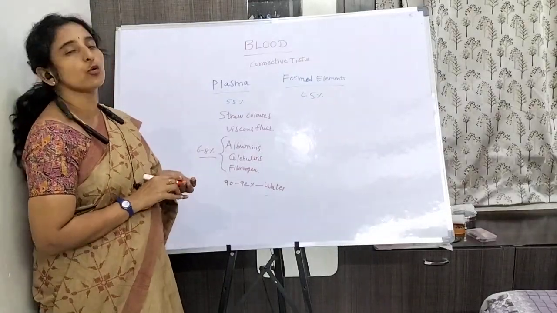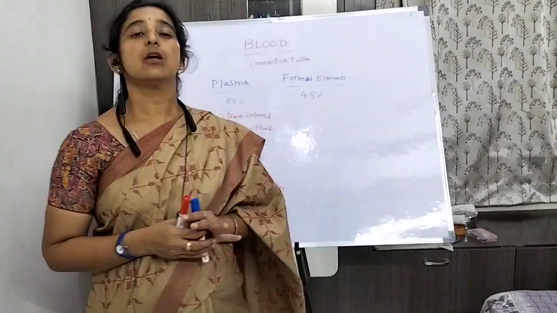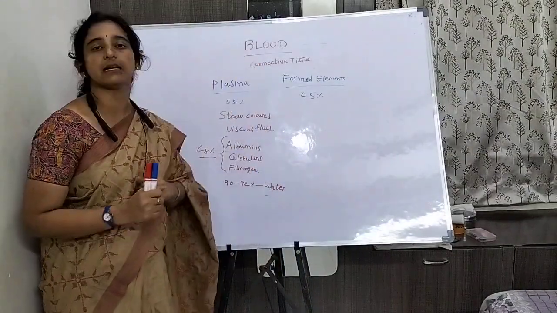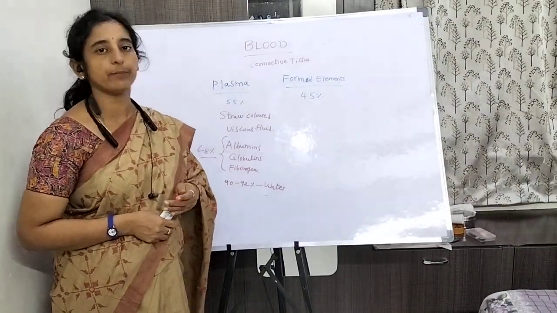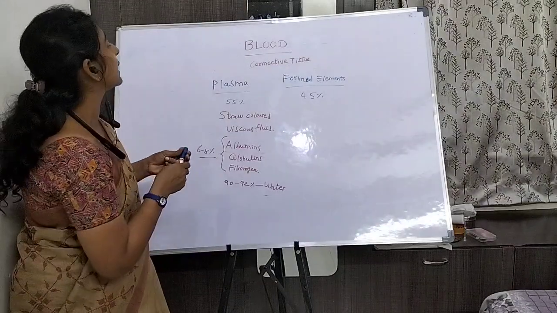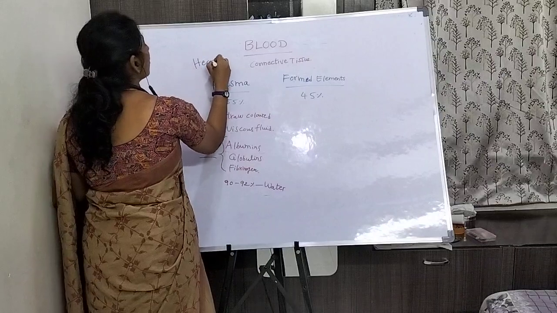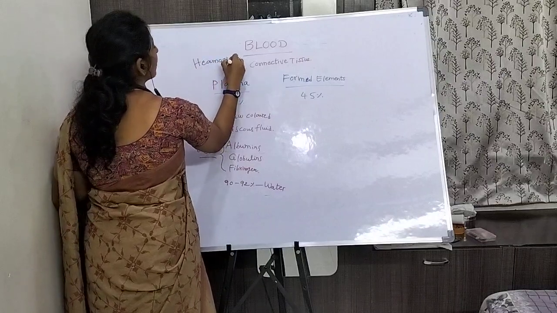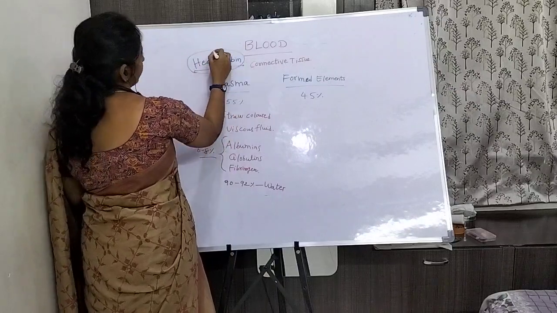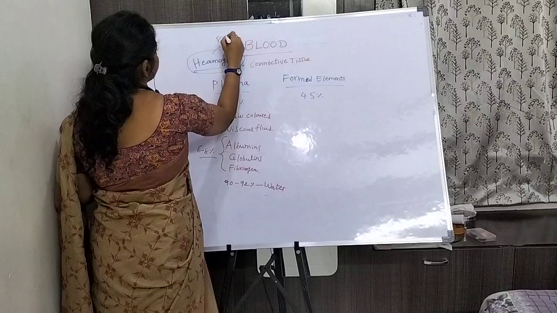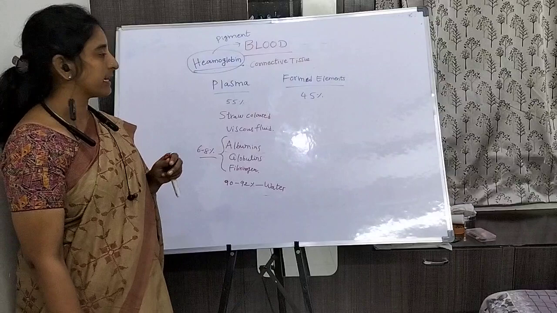Especially in human beings, our blood is red in color. Why is our blood red in color? That means there is a pigment, the hemoglobin pigment. So this pigment is present inside our blood. That's why our blood is red in color.